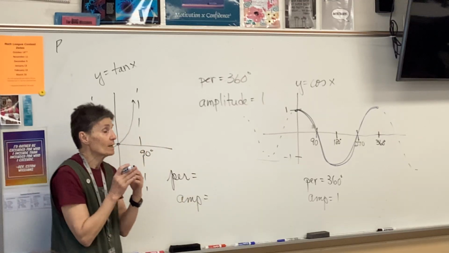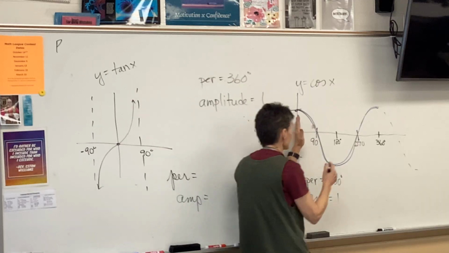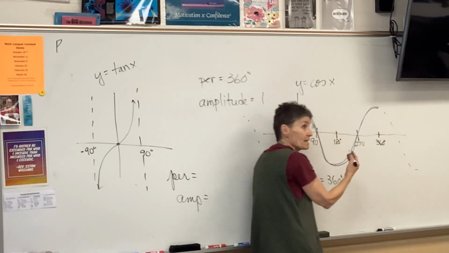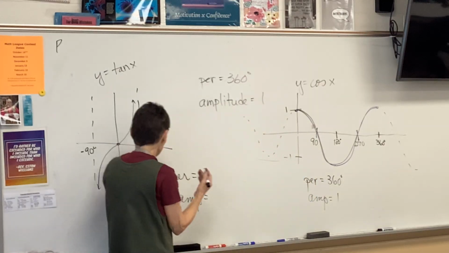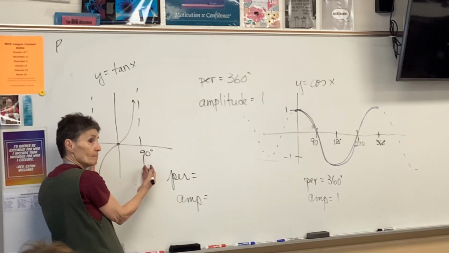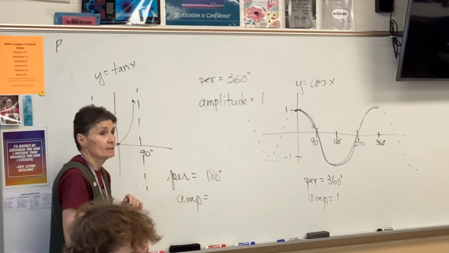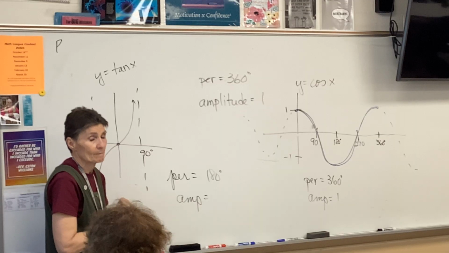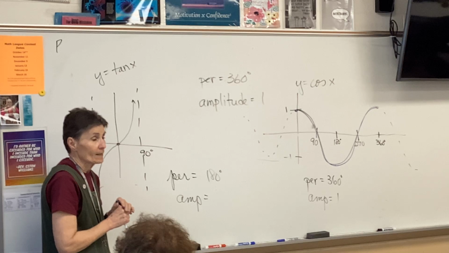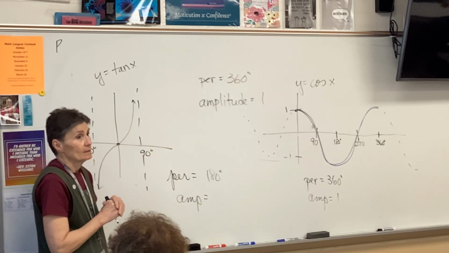Tell me about how wide it is. Remember, the period was start to finish. So it's 360 for the sine and the cosines. Is it 360 for this? No. How far is it? 180. The period of the tangent is 180. I warned you when we started all this that there was a lot to memorize. There's a lot.